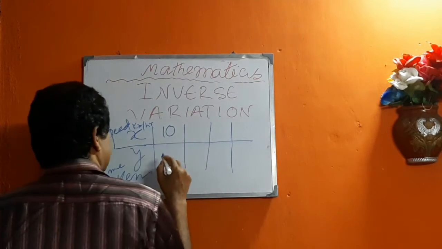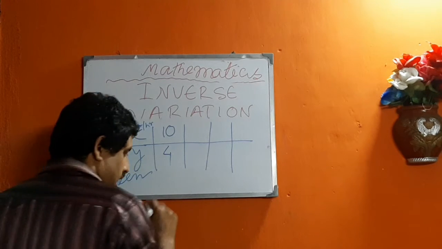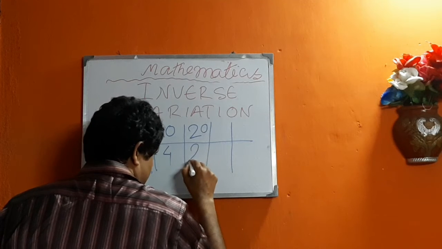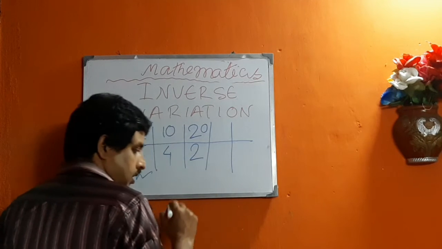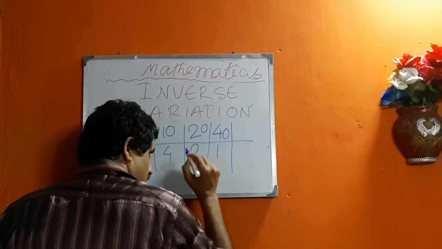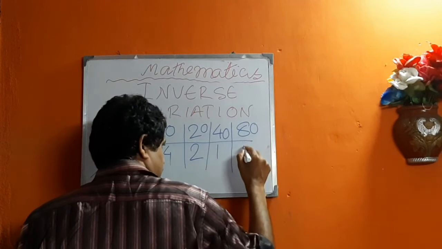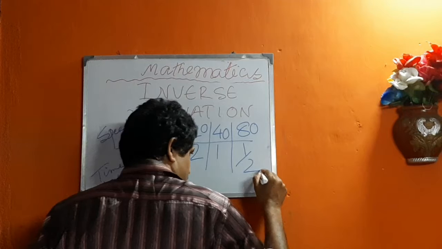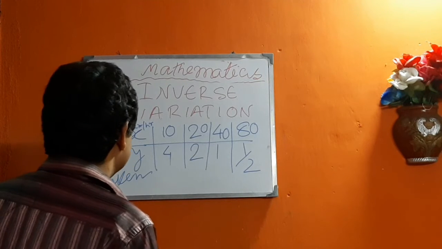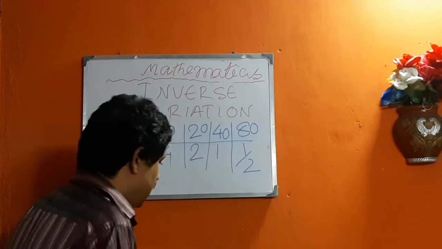Speed is 10 km per hour, time taken 4 hours. Again, speed is 20 km per hour, time taken 2 hours. Speed is 40 km per hour, time taken 1 hour. Speed is 80 km per hour, time taken half an hour. That means when speed increases, time decreases accordingly.